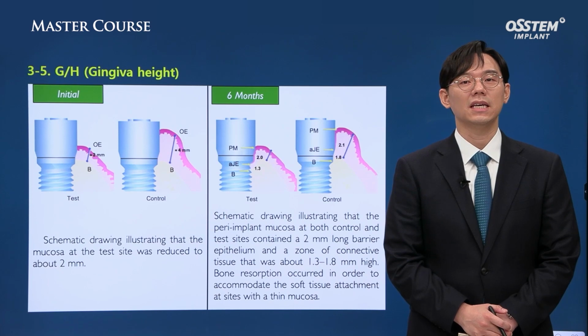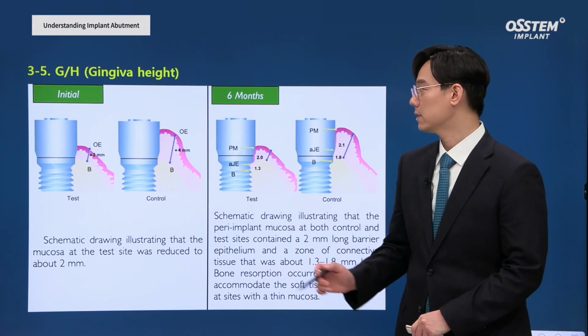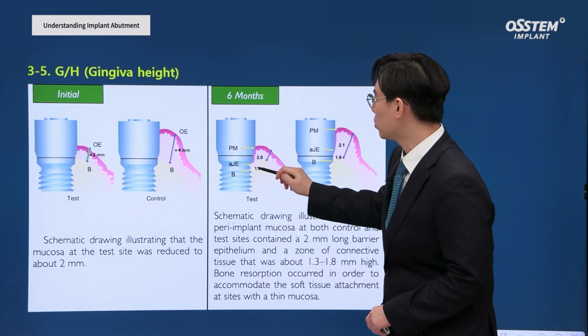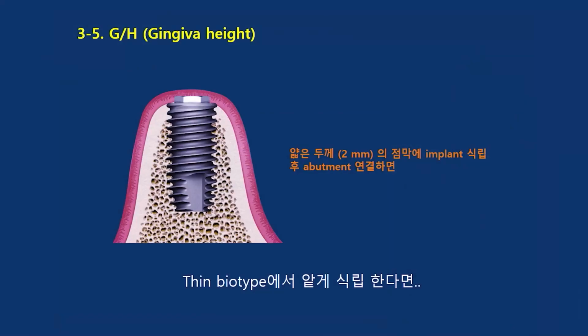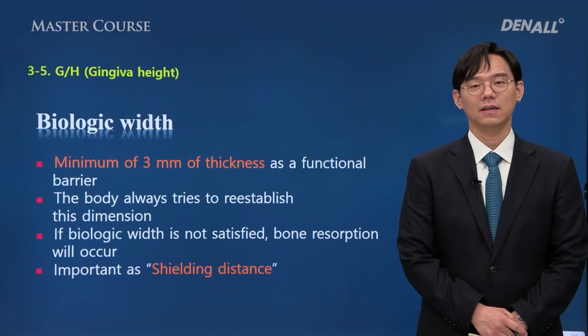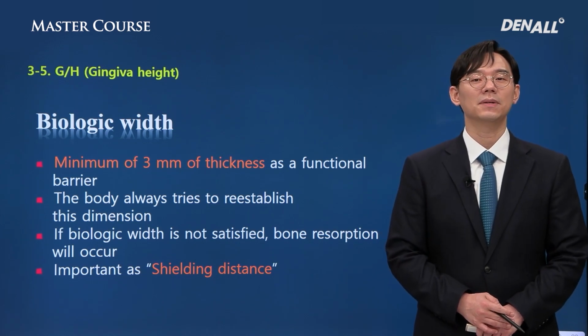If you place an implant at bone level in an area with thick soft tissue, then there will be no alveolar bone loss. However, if there is thin soft tissue, then around the implant there will be bone loss. This is to maintain a certain level of soft tissue thickness. If the gingiva is thin and you place the implant shallow following bone level, then our body tends to cause bone resorption in order to secure soft tissue thickness. This is basically the biologic width concept.